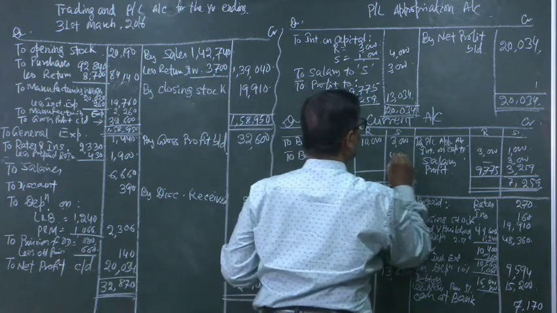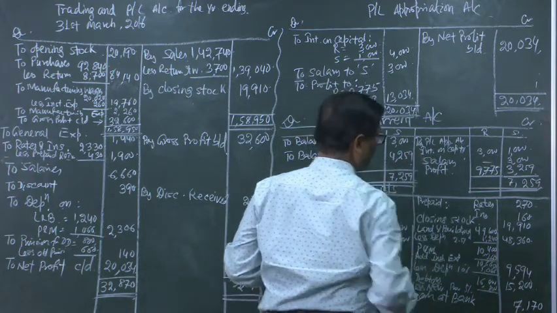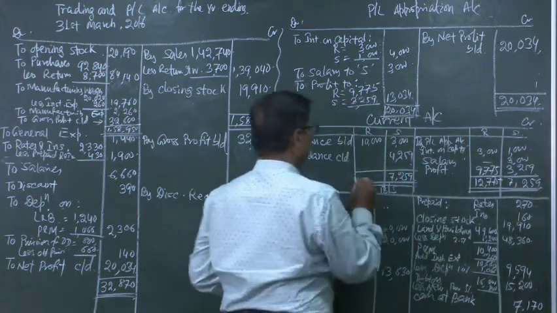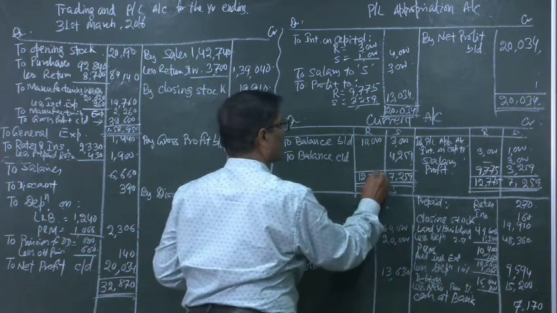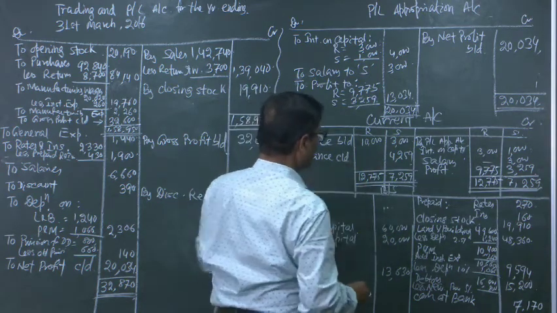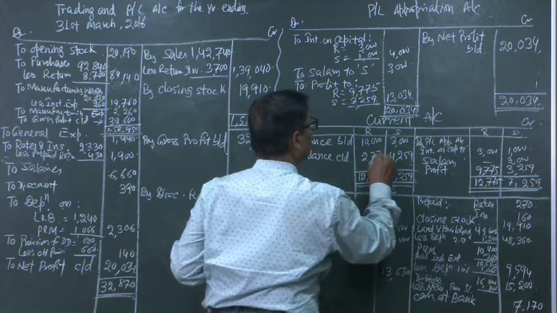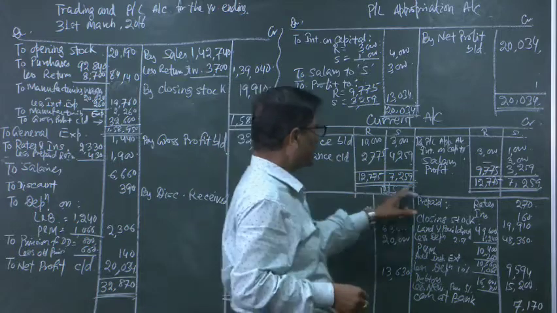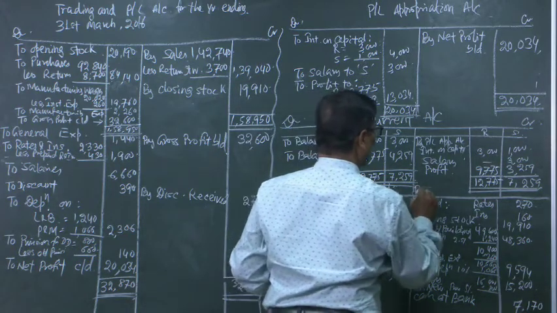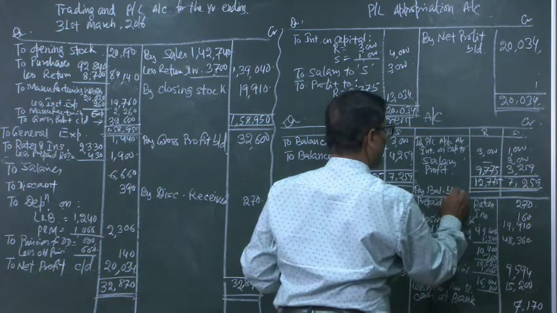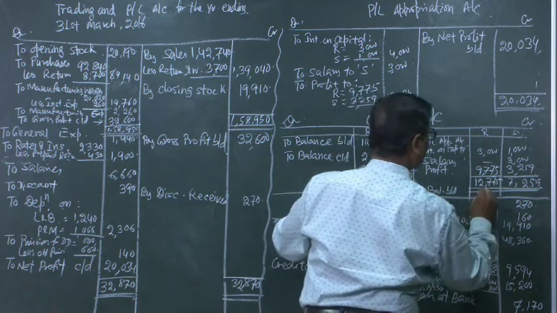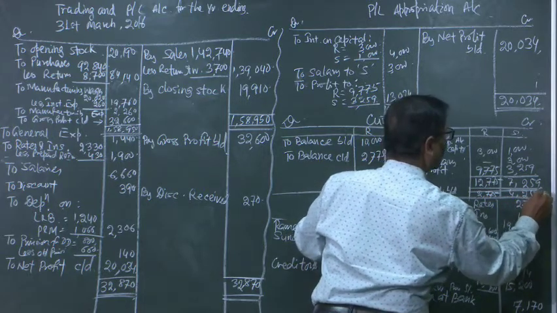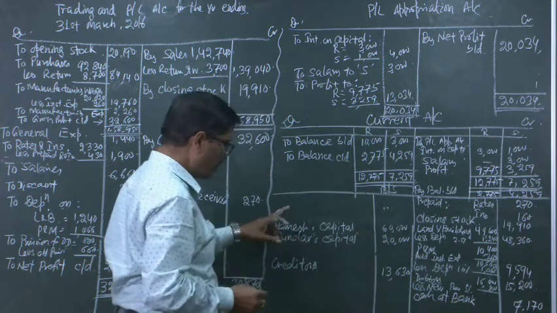that will be 4,259. Similarly, this total is coming to 12,775. 12,775 minus 10,000 is 2,775. This will be to balance carried down, means it is showing a credit balance, by balance brought down. We can write here by balance brought down. For him it is 2,775 and for him 4,259. These two figures will now be recorded here.